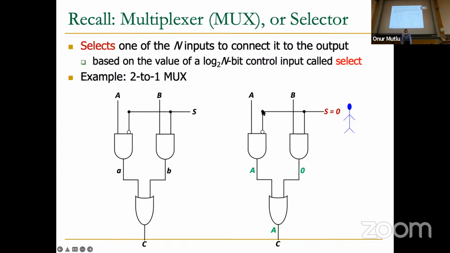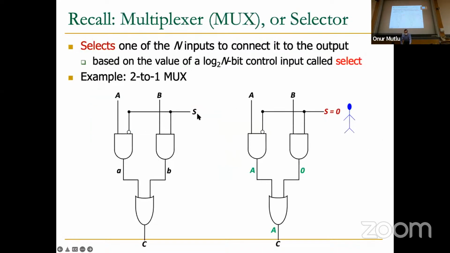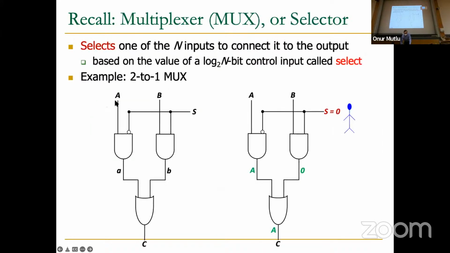Select line. If the address is 0, you take the top part. If the address is 1, you take the bottom part. And you can actually invert or rotate this multiplexer that we have seen and convince yourself that this S is actually the address bit over here. And this is the inversion that you see right here, actually. Okay, so hopefully that's clear.